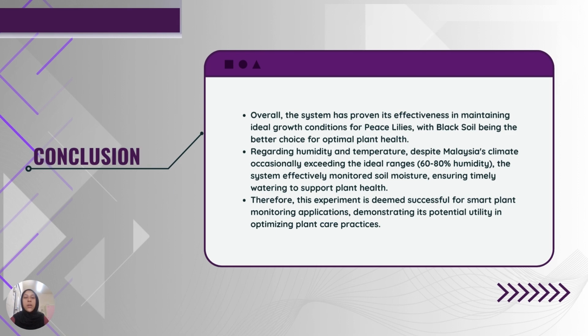So, as a conclusion, overall, the system has proven its effectiveness in maintaining ideal growth conditions for peace lilies, with black soil being the better choice for optimal plant health. Regarding humidity and temperature, despite Malaysia's climate occasionally exceeding the ideal range, the system effectively monitors soil moisture, ensuring timely watering to support plant health. Therefore, this experiment is deemed successful for smart plant monitoring applications, demonstrating its potential utility in optimizing plant care practices.